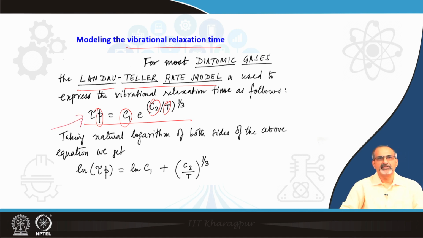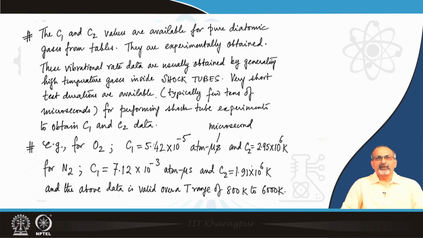If you take a natural log of this equation, it comes out in a linear form like this, which may be easier for us to plot. The C1 and C2 values are available from pure diatomic gas tables. They are experimentally obtained. They are difficult to obtain because these vibrational rate data have to be obtained from shock tube experiments, which are usually very short test duration experiments, typically running into a few tens of microseconds, and therefore acquiring reliable data within such extremely short test durations is always very challenging, and the question further remains how reliable they are. Therefore, extreme care needs to be taken to have reasonably reliable data.